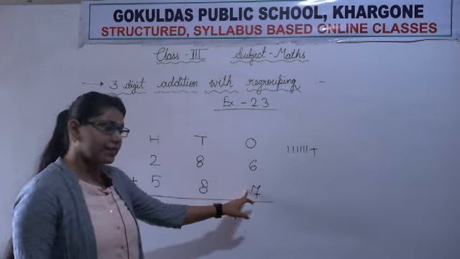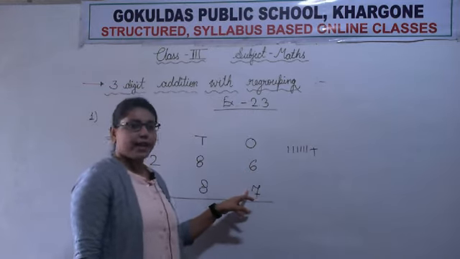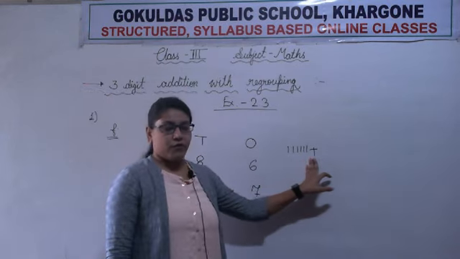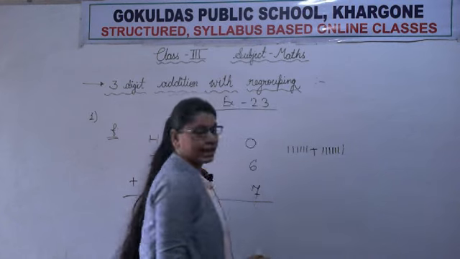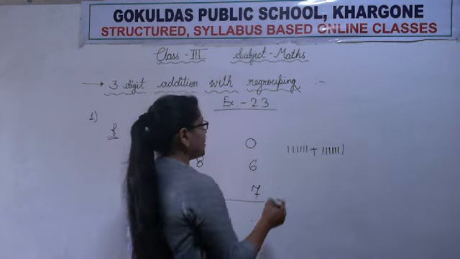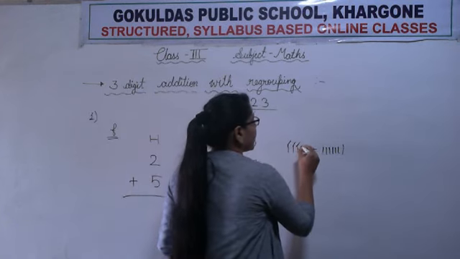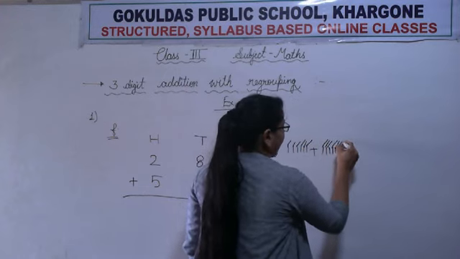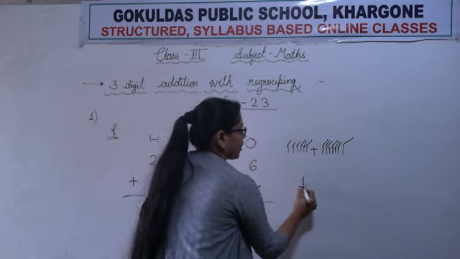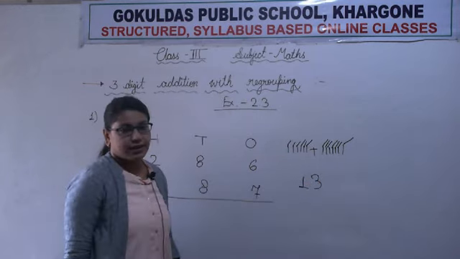Then the next number is 7. And we are doing addition. That is why we will put a plus sign. So, let's draw 7 sticks. Now, let's add them all. 1, 2, 3, 4, 5, 6, 7, 8, 9, 10, 11, 12 and 13. Again, we got a 2-digit answer.